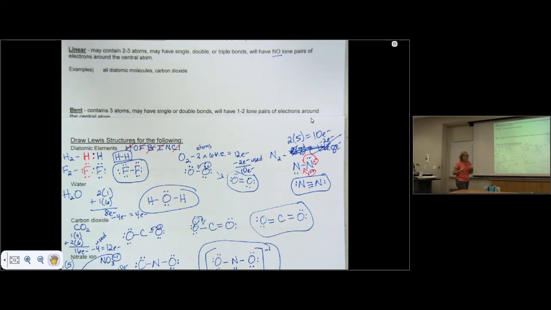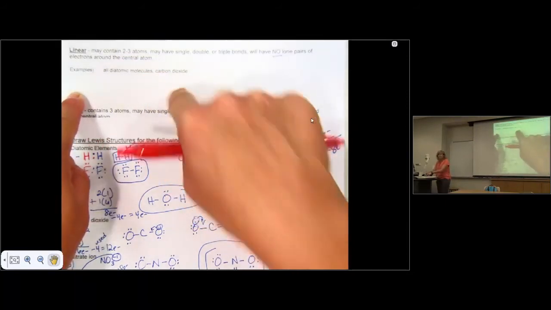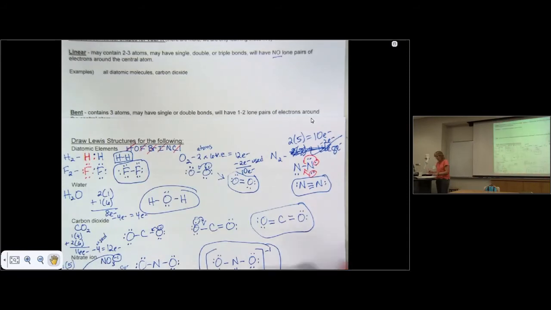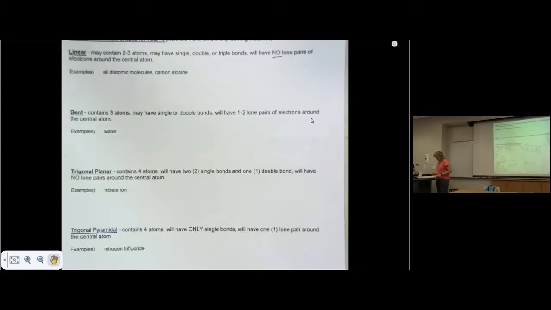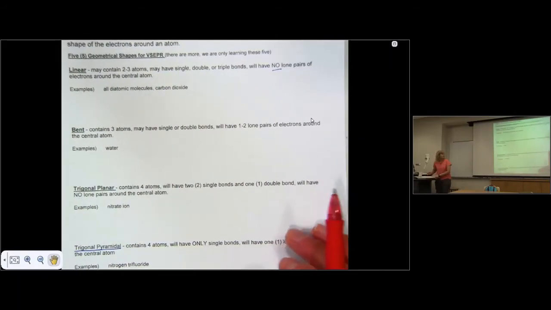I would, if I were you, write on this sheet where you have the drawing, linear. And then later go back over here to this sheet and draw carbon dioxide so that you have that visual both places. So right on here, linear. And then later come back and draw carbon dioxide on this paper.